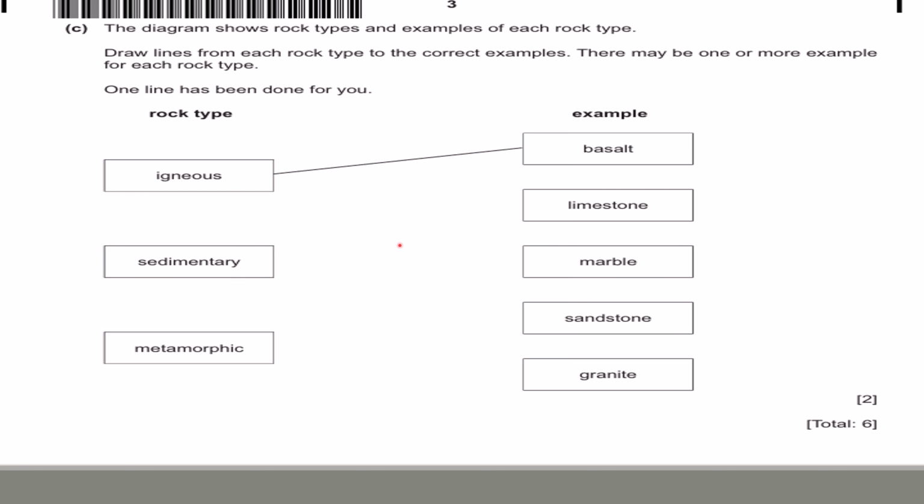So as you can see, on the left side we have three rock types: igneous, sedimentary, and metamorphic. Before matching, always recall how each rock type is formed. And on the other side, the examples are given: basalt, limestone, marble, sandstone, and granite. One line has already been drawn: igneous, basalt.